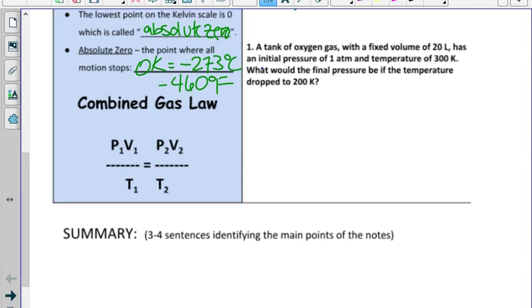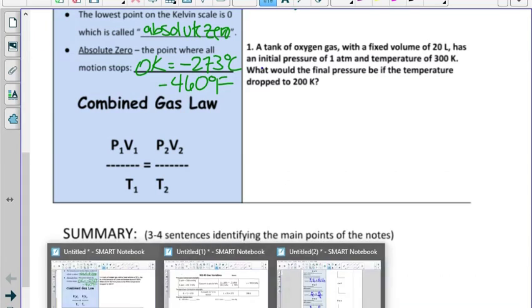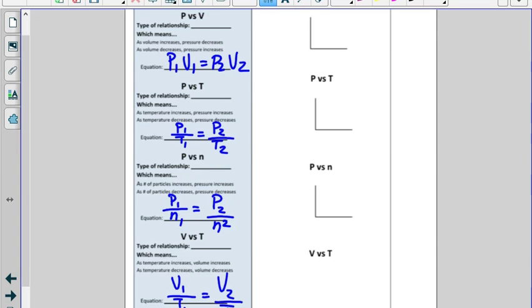Okay, so now we're going to talk about the combined gas law. So you guys might remember from the notes that you did, the first set of gas notes that we did, these equations here. So what do we notice about these first three? Well, they all have pressure in them, right? And then this bottom one has volume and temperature. We can actually put all four of these equations together.